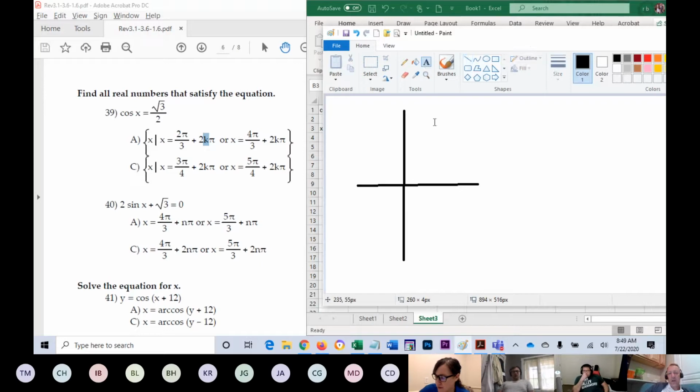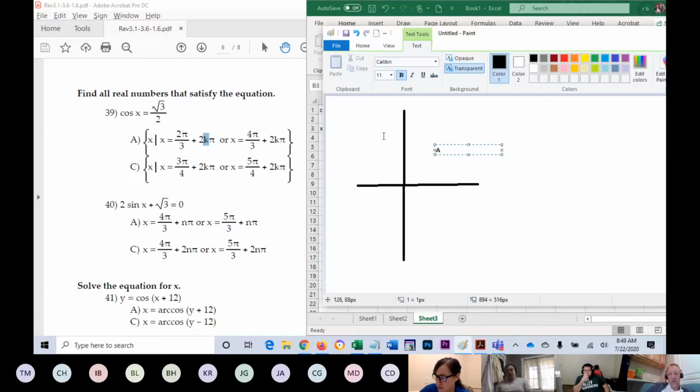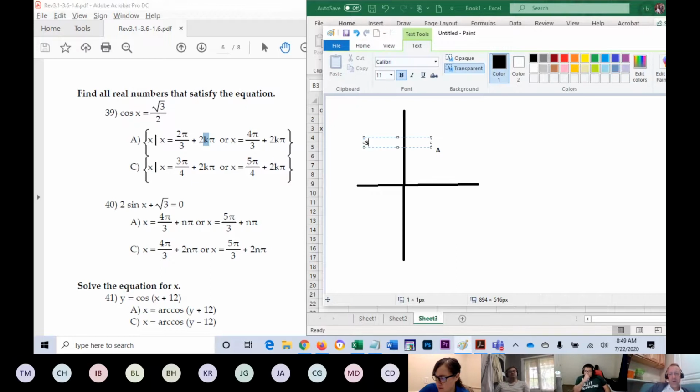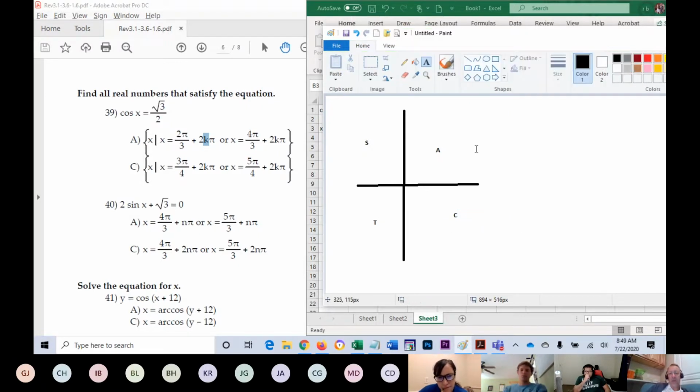Here, I'm going to do it this way. All students take calculus. Okay, so the cosine is positive in quadrants 1 and 4. And this is pi over 6, so that's going to be this angle here, and it's going to be this angle here, roughly.